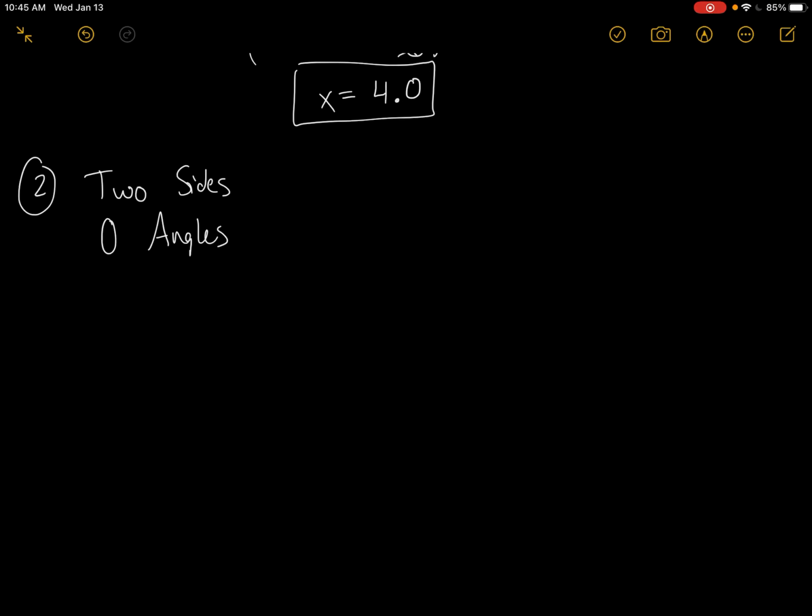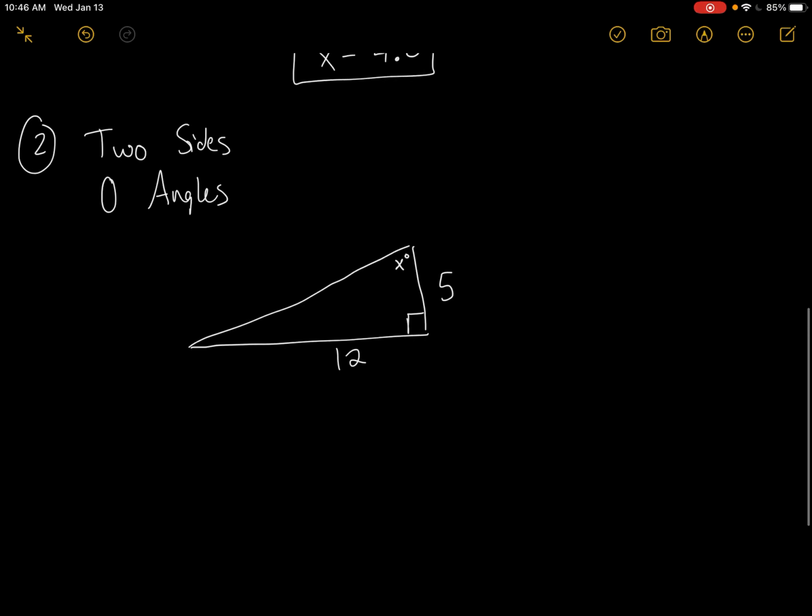So let's say we're given something like this triangle here. A side of 12, a side of 5. Obviously, we do know that that's 90 degrees. Otherwise, we wouldn't be able to do anything here. And they're asking us, please solve for the degrees of that angle in the top corner.